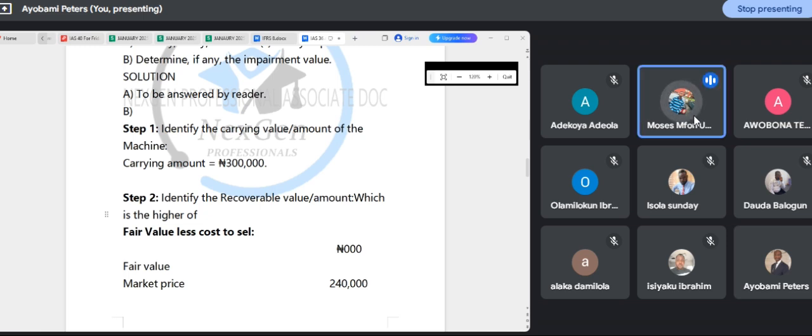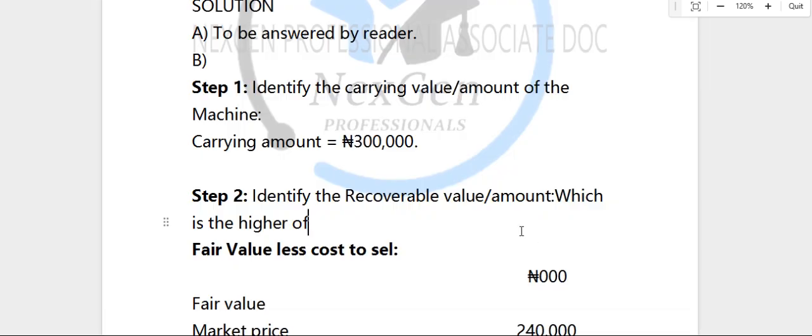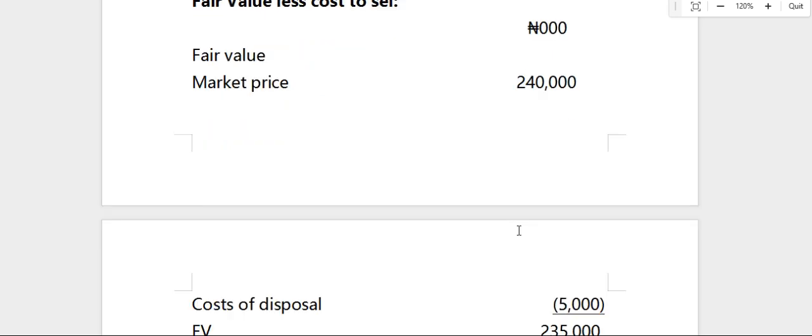Sorry, sir. I wanted to ask a question. We didn't subtract the cost of sale, the 5,000 naira that was supposed to be the transportation cost if we had decided to sell the asset. We actually subtract it from the fair value. Okay, maybe you did, I see it here now. This is the market price, 240. Sorry about that, sir. You have seen it right now. So we have a fair value of 235,000 naira. So what will be the recoverable value now?